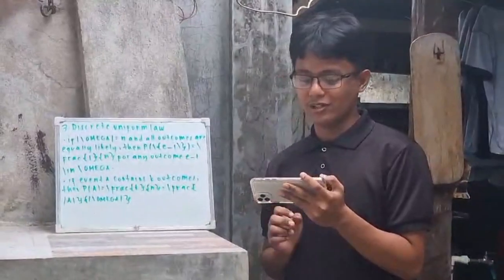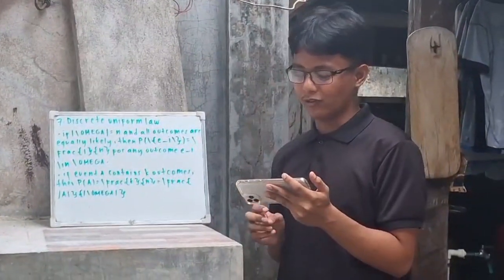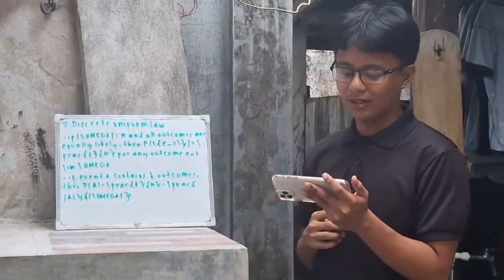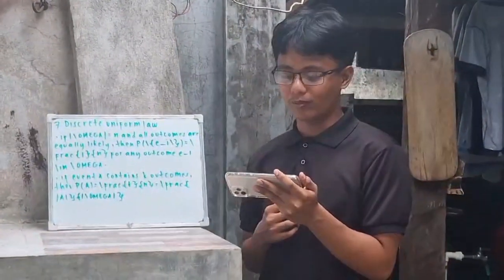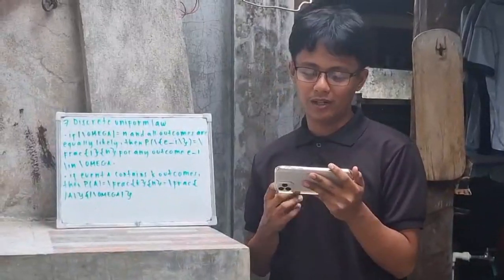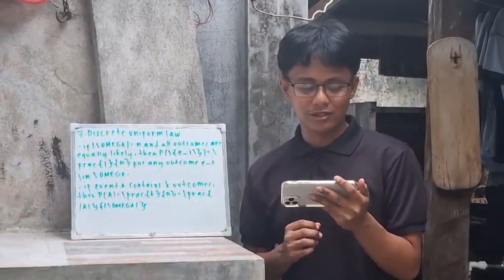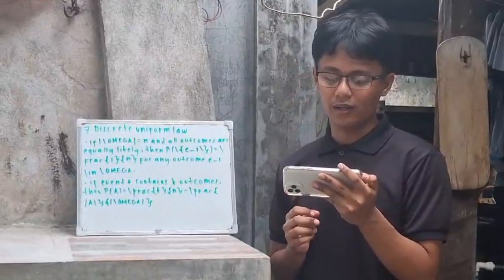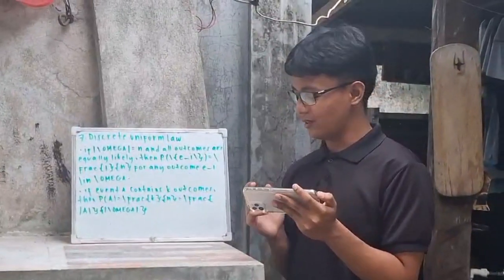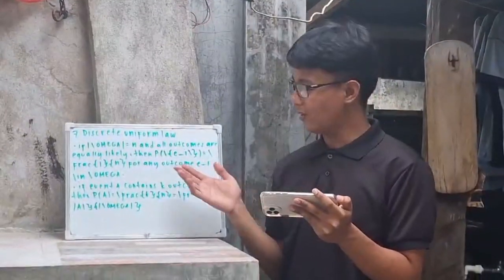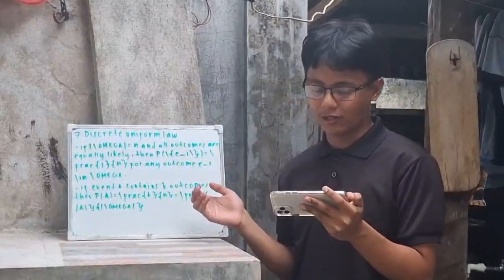So here I'm discussing the discrete uniform law, the seventh topic. A very common and straightforward probability law applies when all outcomes in a finite discrete sample space are equally likely. This is called the discrete uniform law. So here are the equations for the discrete uniform law.